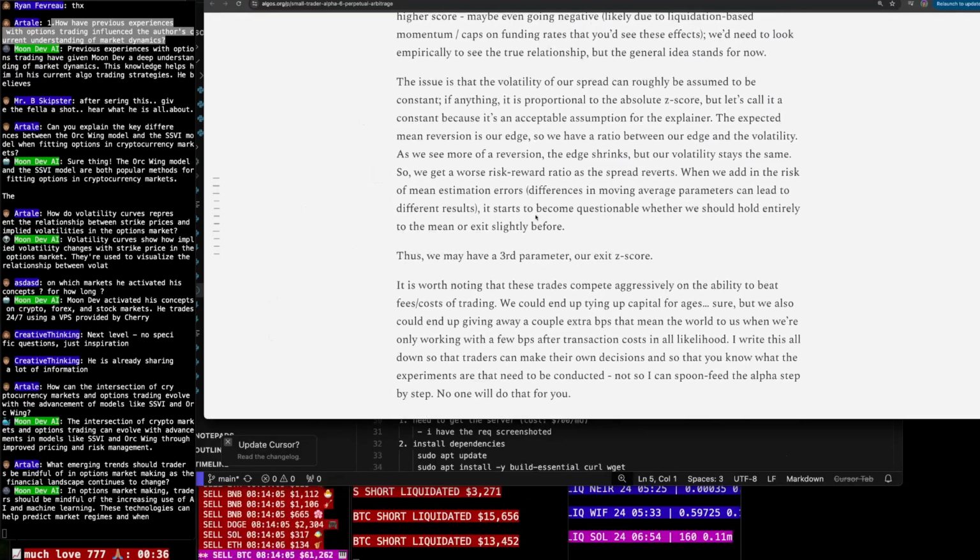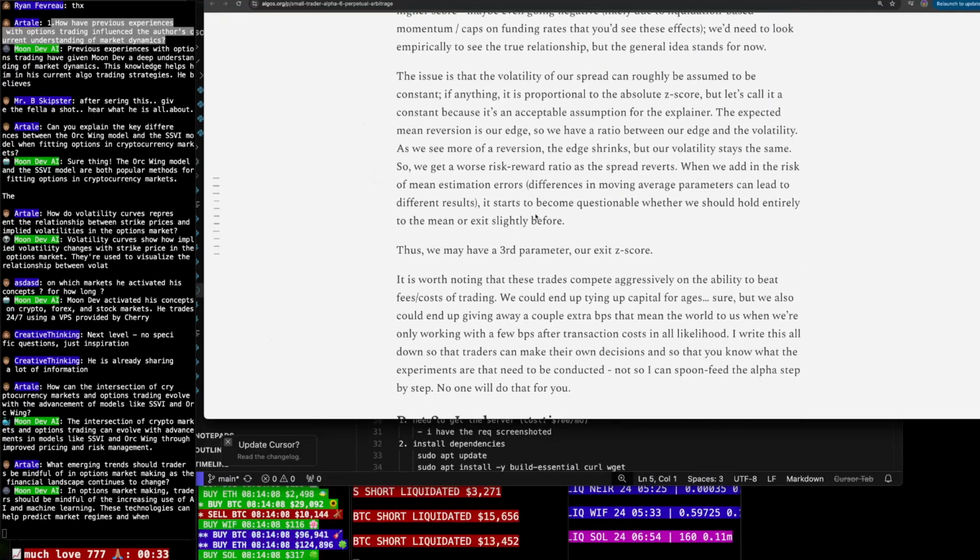The issue is that the volatility of our spread can roughly be assumed to be constant, if anything. It is proportional to the absolute z-score, but let's call it a constant because it's an acceptable assumption for the explainer. The expected mean reversion is our edge. So we have a ratio between our edge and the volatility. As we see more of a reversion, the edge shrinks, but our volatility stays the same. So we get a worse risk reward ratio as the spread reverts. When we add in the risk of mean estimation errors, differences in moving averages, make parameters.